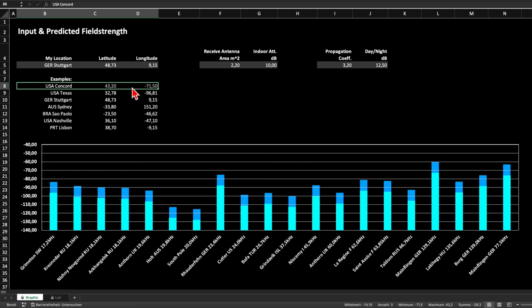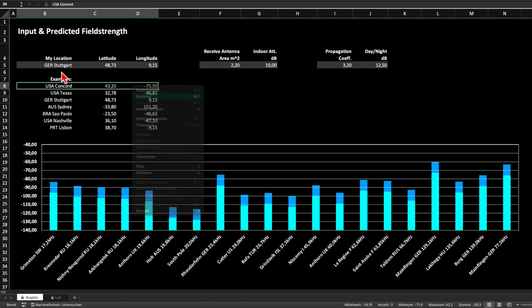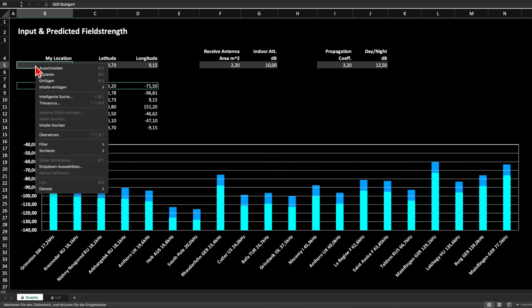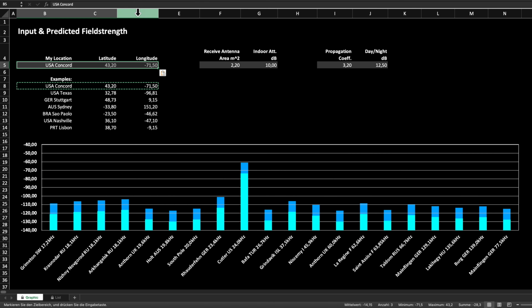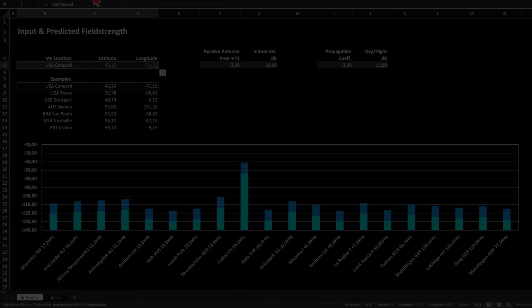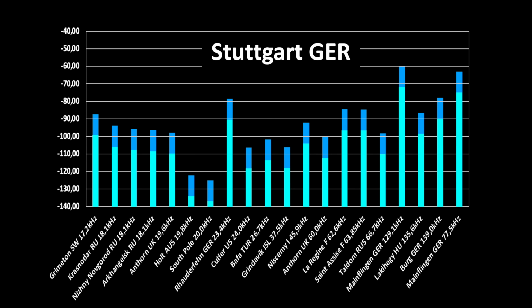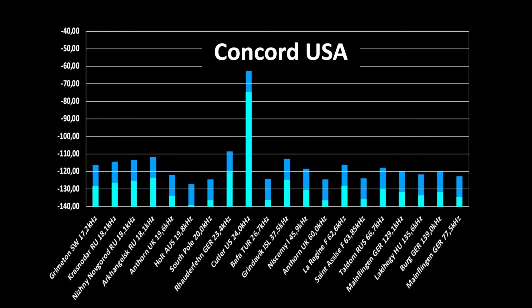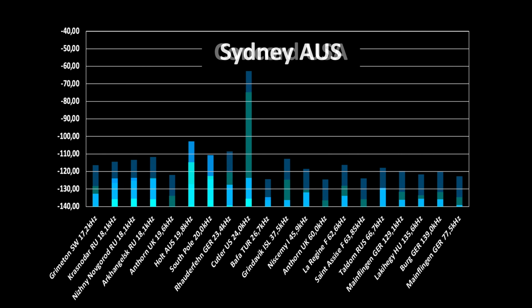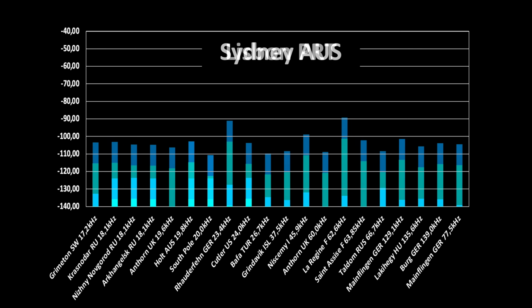When entering the coordinates of Concord, USA, instead of Stuttgart, Germany, all stations in Europe are predicted weaker, while the station in Cutler, USA is significantly stronger. Here are examples for comparison for Stuttgart, Concord, Sydney and Lisbon.